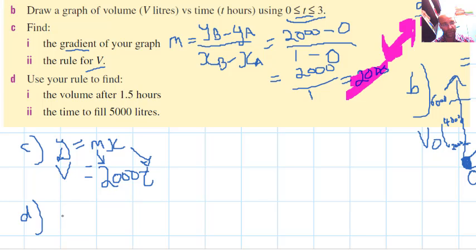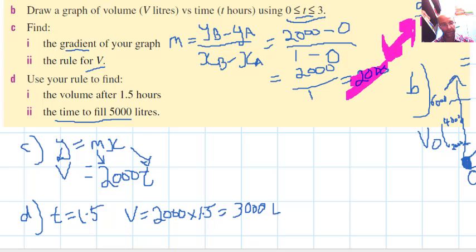In part D, use the rule to find the volume after 1.5 hours. So that means t equals 1.5. So basically V equals 2000 times t. Now t in this case is 1.5. So that's 3,000 litres.